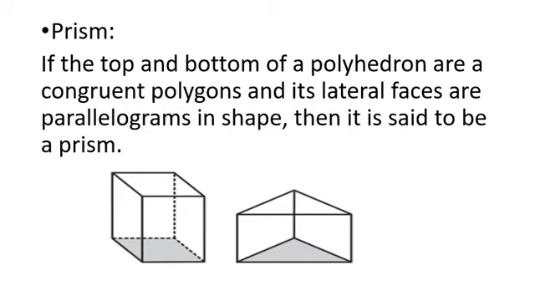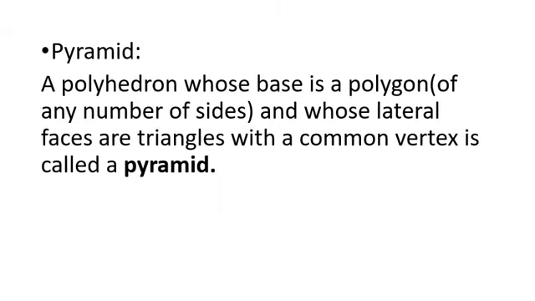These are the two figures of a prism. Here, the first one is a rectangular prism, and I told you that a prism is named after its base. If the base is a rectangle, then it will be a rectangular prism. If the base is a triangle, then it will be a triangular prism. If the base is a pentagon, then it will be a pentagonal prism. If the base is a hexagon, then it will be a hexagonal prism. So we have studied about prism.